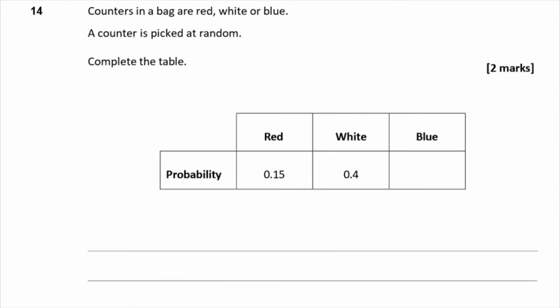Question 14. Counters in the bag are red, white, or blue. A counter is picked at random. Complete the table. Okay. Now, all the counters in the bag are red, white, and blue.